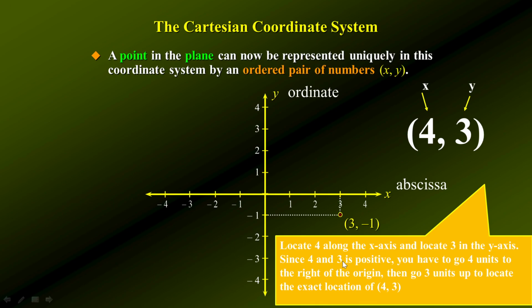Since 4 and 3 is positive, you have to get 4 units to the right. So, 1, 2, 3, and 4. Then, 3 units up to locate the exact location. So, 3 units, ibig sabihin, 1, 2, and 3. Okay? So, that is 4 and, ayan, yung 3. So, this will be the point 4 and 3, or the ordered pair 4 and 3. So, dito po natin siya i-plot.